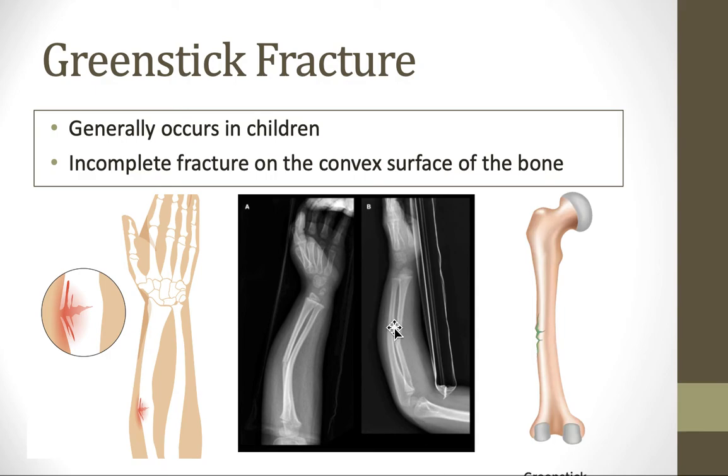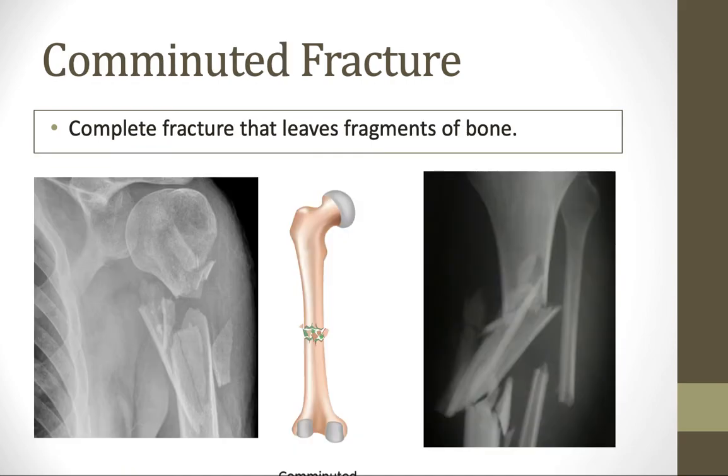So in a green stick fracture, it bends on one side, which causes some splintering, incomplete fractures on the other side, the convex side. Again, this usually happens in children because children have kind of bendy bones.